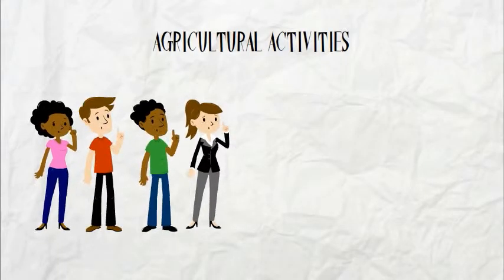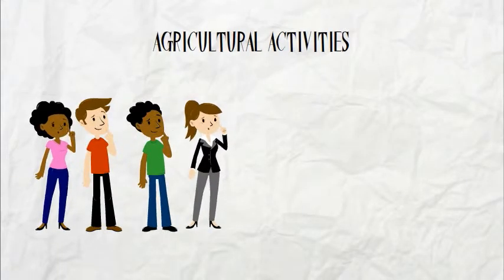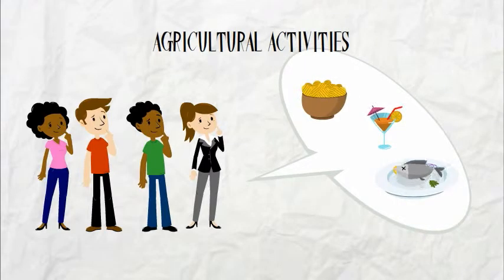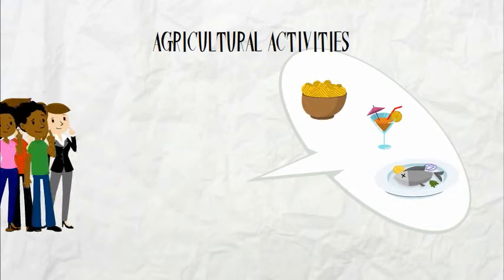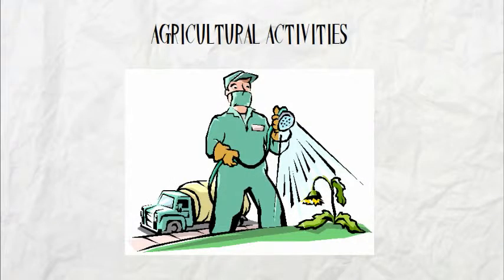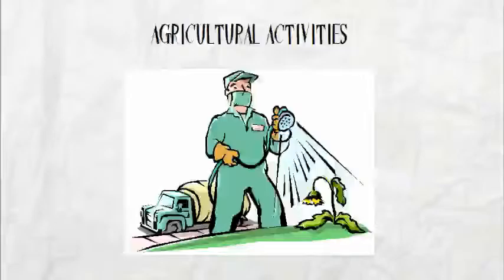Agricultural activities. With growing human population, demand for food has increased. Farmers often use toxic fertilizers and pesticides to get rid of insects, fungi, and bacteria from their crops. However, with the overuse of these chemicals, they result in contamination and poisoning of soil.